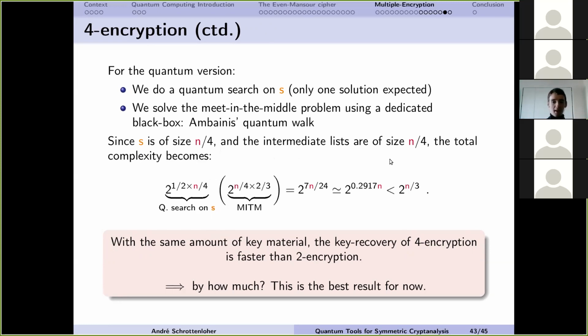which is the best we have for now for 4-key encryption, but which is also faster than double encryption with the same amount of key material, because double encryption was stuck at 2 to the power 3. And this is something that doesn't occur classically. Now, an interesting question, of course, would be by how much can we get faster than double encryption? And for now, all that I can say is that this formula here simply is the best result we have.